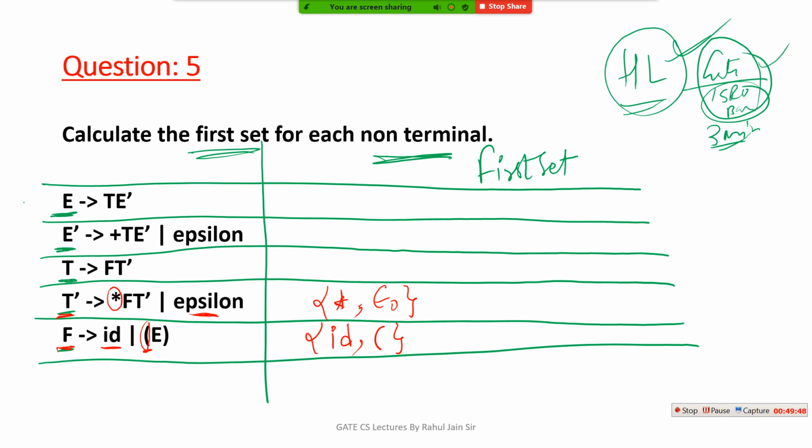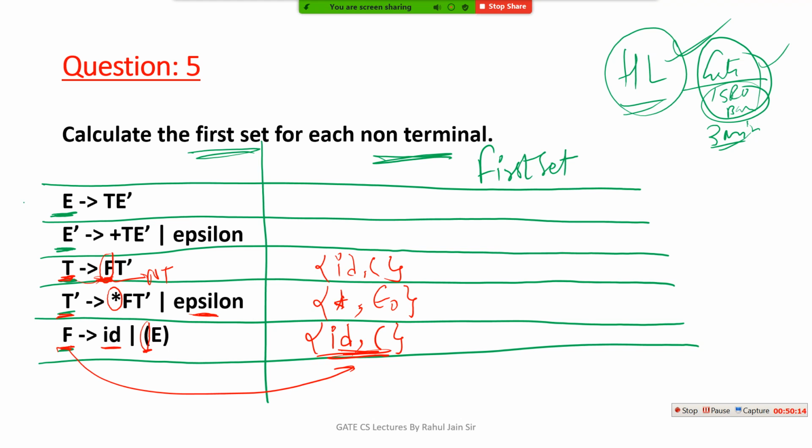Now, what is first of T? First of T is first of F, because this F is a non-terminal. As this F is a non-terminal, first of T is first of F. What is first of F? ID and open brace. First of F is ID and open brace. And what is first of T? First of T is first of F. So I have just copied this here. I hope you got this.